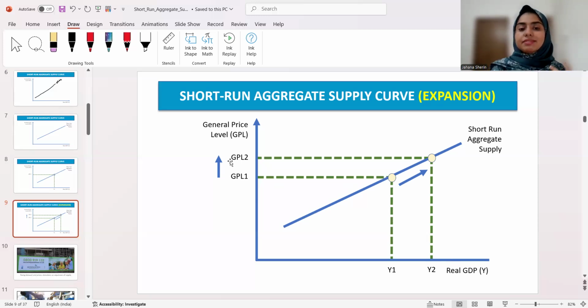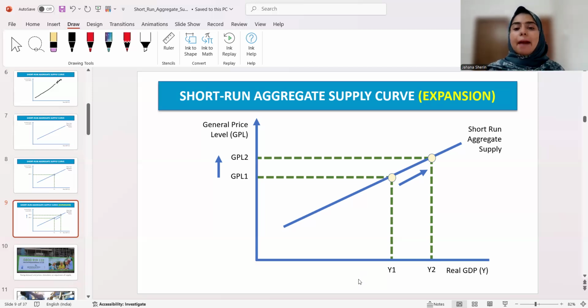So that is the relationship. If the general price level increases, real GDP increases. Here, from this point to this point, our supply has moved. Because of the change in price level, supply moved forward, which means an extension happened. This is known as extension. Because of the extension, Y1 changed to Y2, which means the real GDP increased.